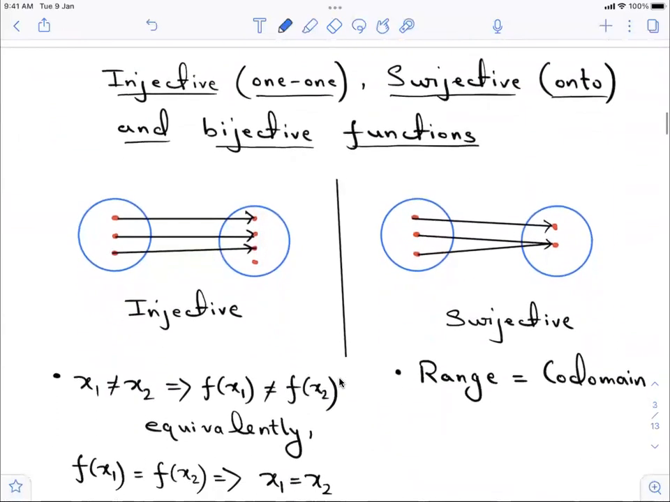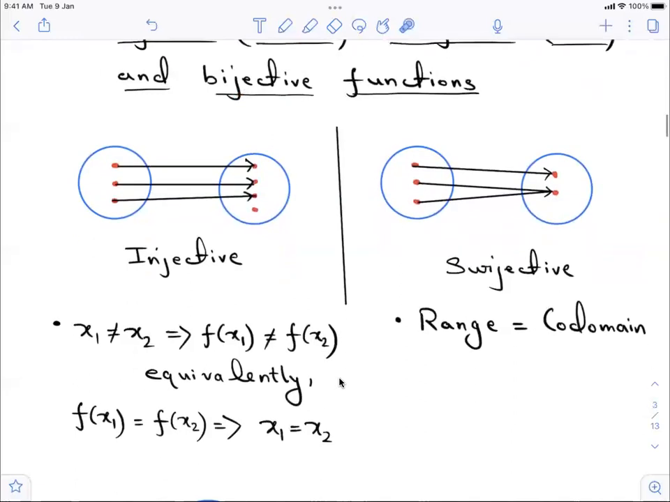And then you have different kinds of functions. Once again, you have studied this in high school: one-one functions, onto functions. One-one, I used to call them injective, so I'll use the term injective for one-one and surjective for onto. And if a function is both injective and surjective, we call it a bijective function.